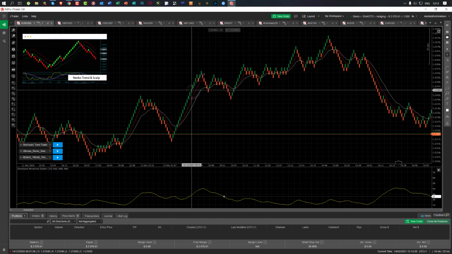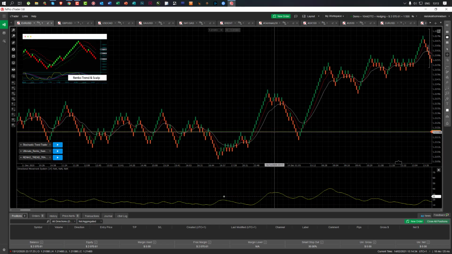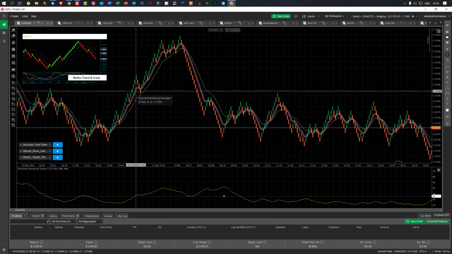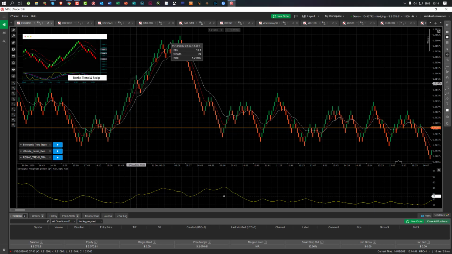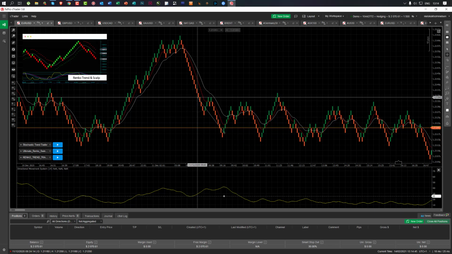We entered here. That was a great trade. We also entered here. This was not the best trade, probably a losing one. Notice how we filter away all this nonsense. We focus on trend strength. Here is trend strength. Another winning trade. And here, another winning trade.